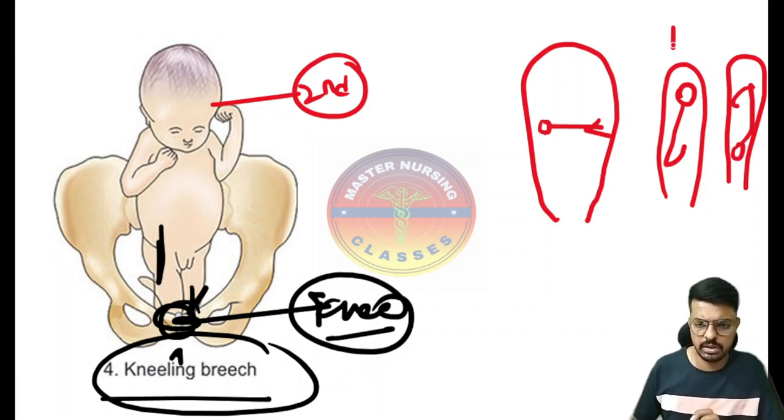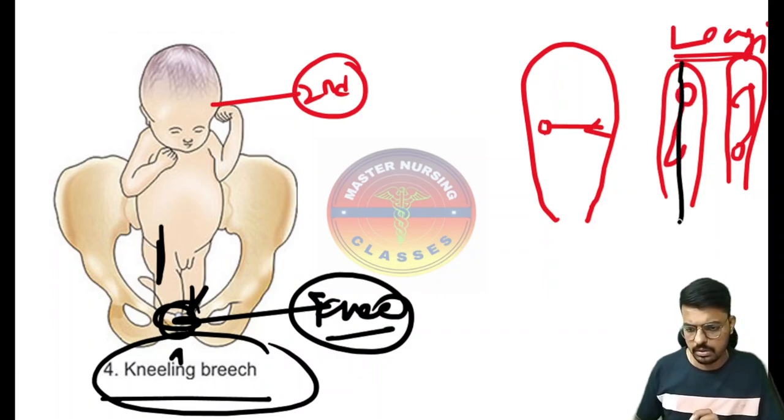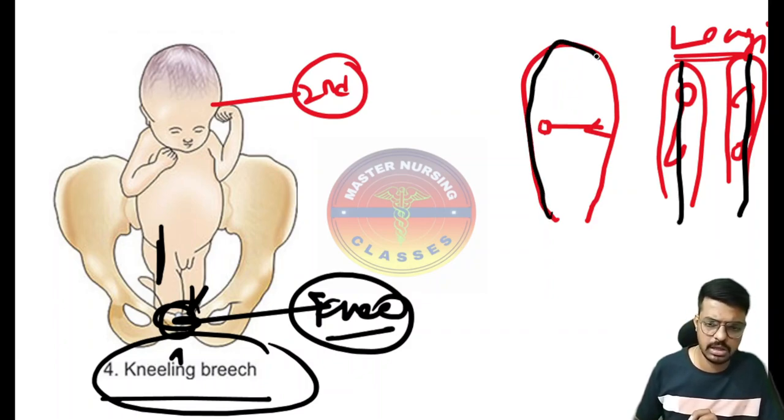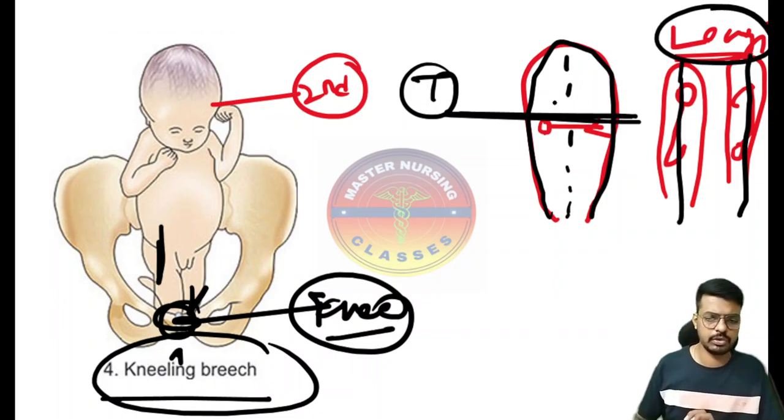Both of these are the longitudinal lie, because the fetal axis is longitudinal to the uterine axis. But in this particular situation, with this as the uterine axis, the baby is in the transverse position. Sorry, this is what we call the transverse position, and both of these are the longitudinal position. So the baby here is in the transverse position, or we can say the transverse lie.